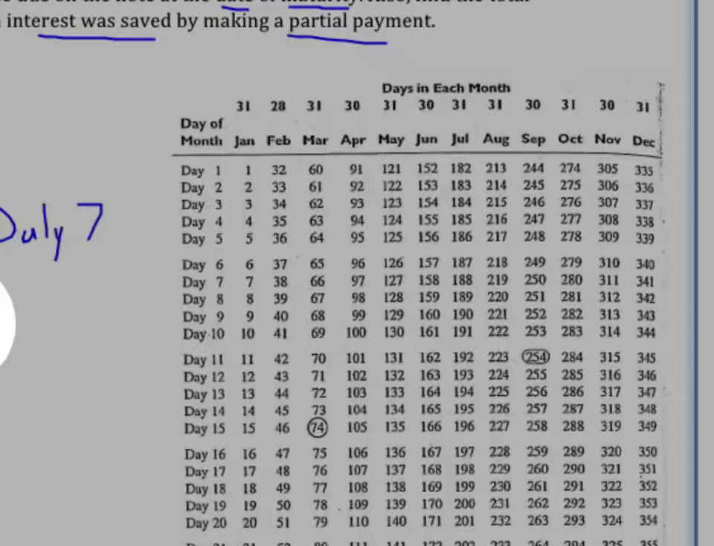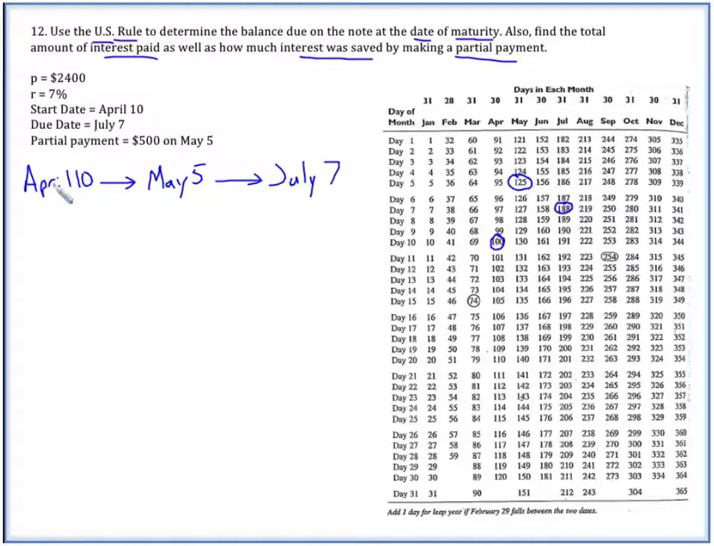Now the first thing we want to do is find the number of days in between each of these. Okay, so here is April 10th, which is day 100, May 5th, which is day 125, and then July 7th is 188. Okay, so how many days between April 10th and May 5th? Well, 125 minus 100, or 25 days. And then how many between May 5th and July 7th? Well, 188 minus 125, and that's going to be 63 days.